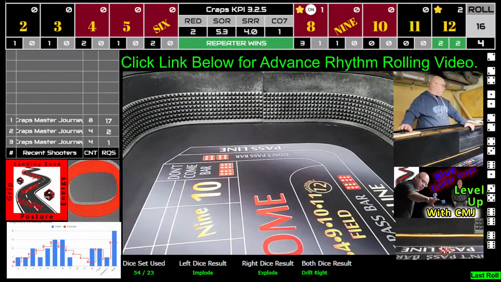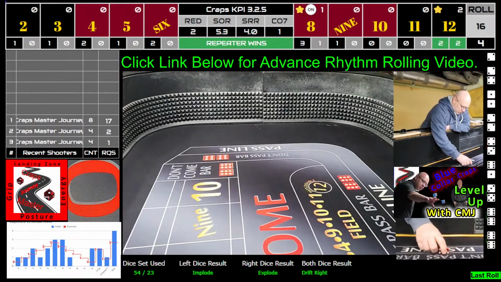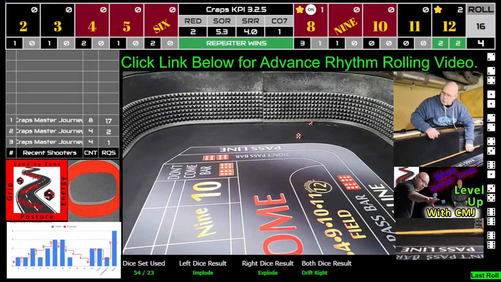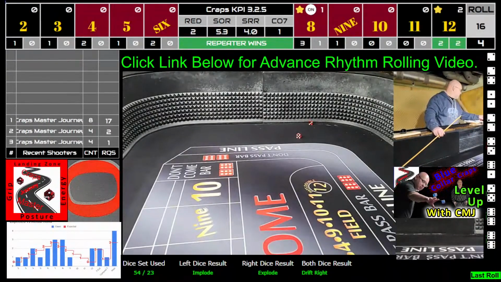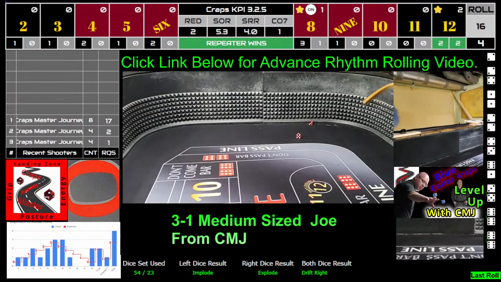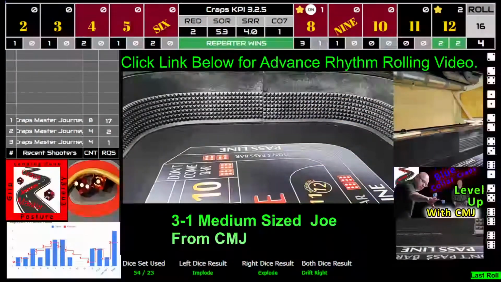And this will be our third bet on that one. Call that all bets set and dice out. At 4, 2, 3. Three, 1, 4, medium-sized Joe, Craps Master Journey. A little bit better throw. At 4, 2, 3, we got 3, 1.